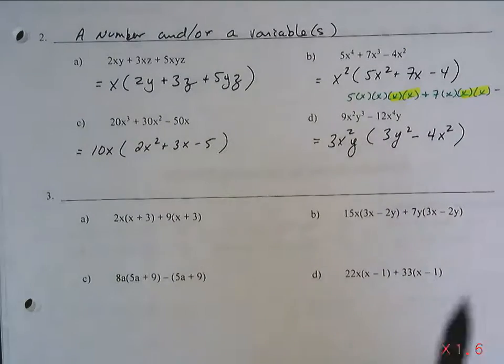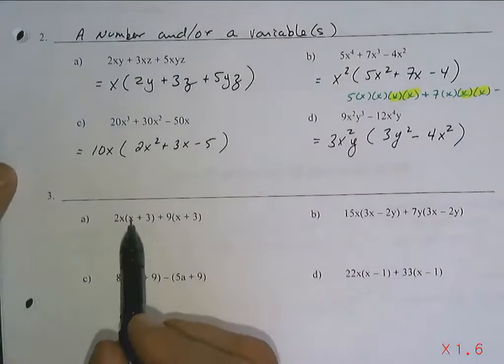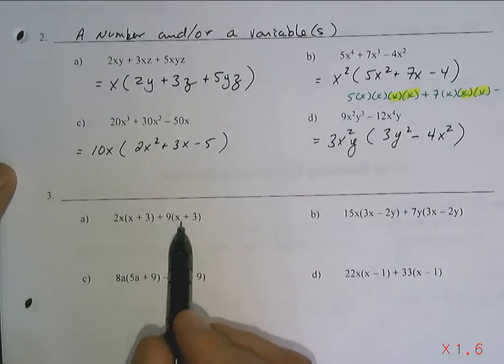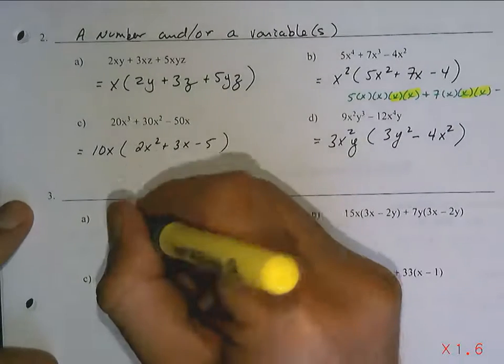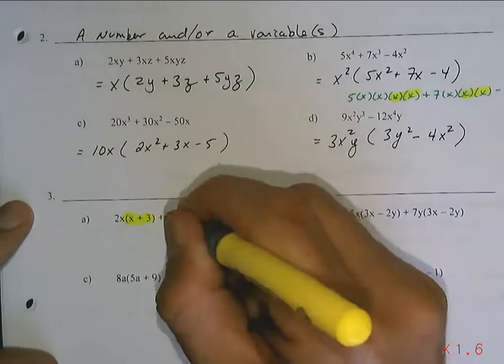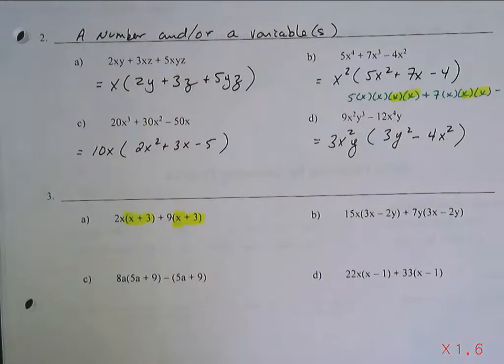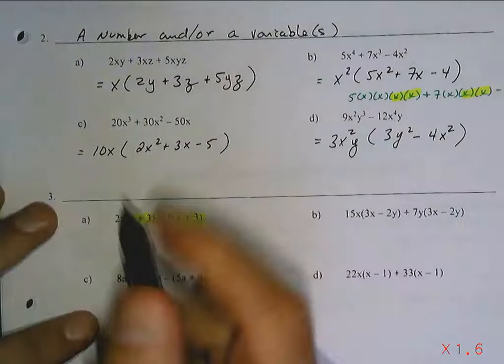Number 3. Ooh, this is cool. Look at this: 2x bracket x plus 3 plus 9 bracket x plus 3. You know what's the same? The bracket x plus 3. Look at it. They both have one. That's seriously cool. Let's factor it out.